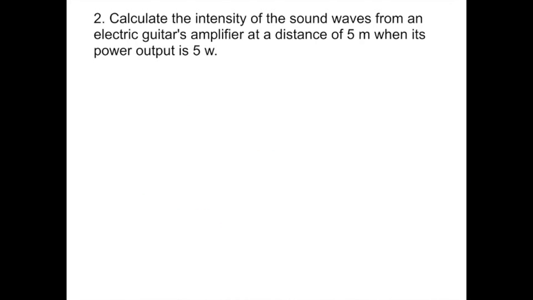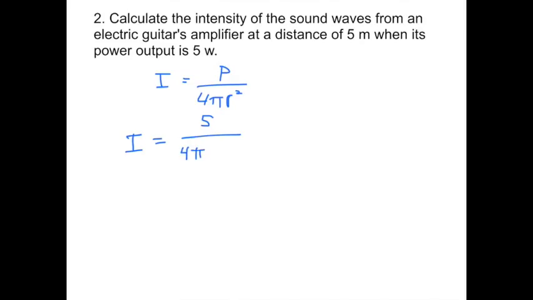Number 2. Calculate the intensity of the sound waves from an electric guitar's amplifier at a distance of 5 meters when its power output is 5 watts. For this, we'll use our equation for intensity, where intensity is equal to power over 4 pi r squared, again because sound waves are spherical. So we're looking for intensity. We know that the power output is 5 watts and that the r is 5 meters.